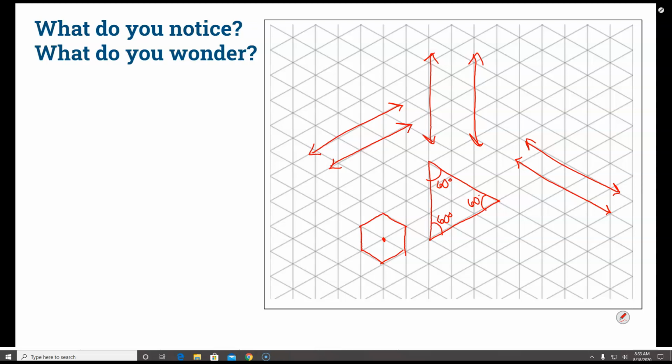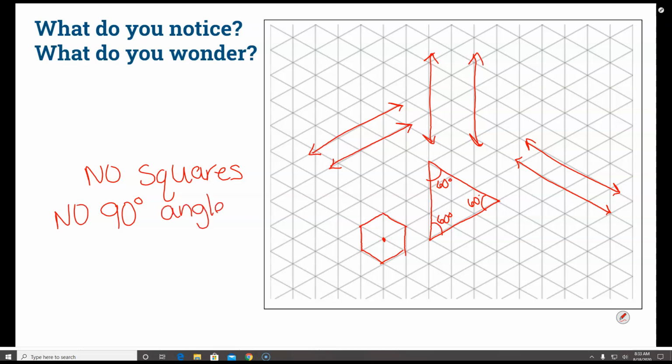Okay, some things that I noticed, of course, were there's no squares on this grid. No squares at all. So because there's no squares, there's no 90-degree angles. Okay. Let's look a little closer. What else did I notice?